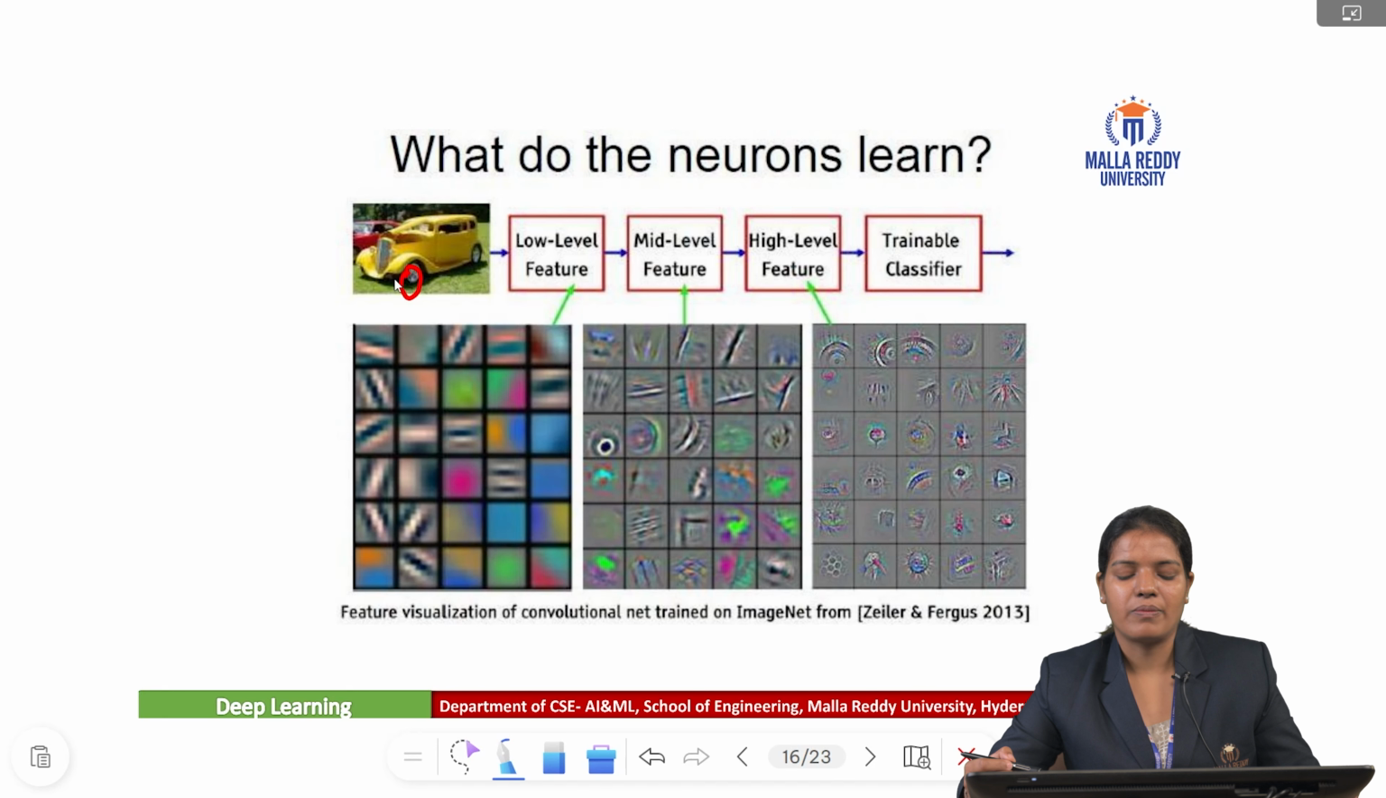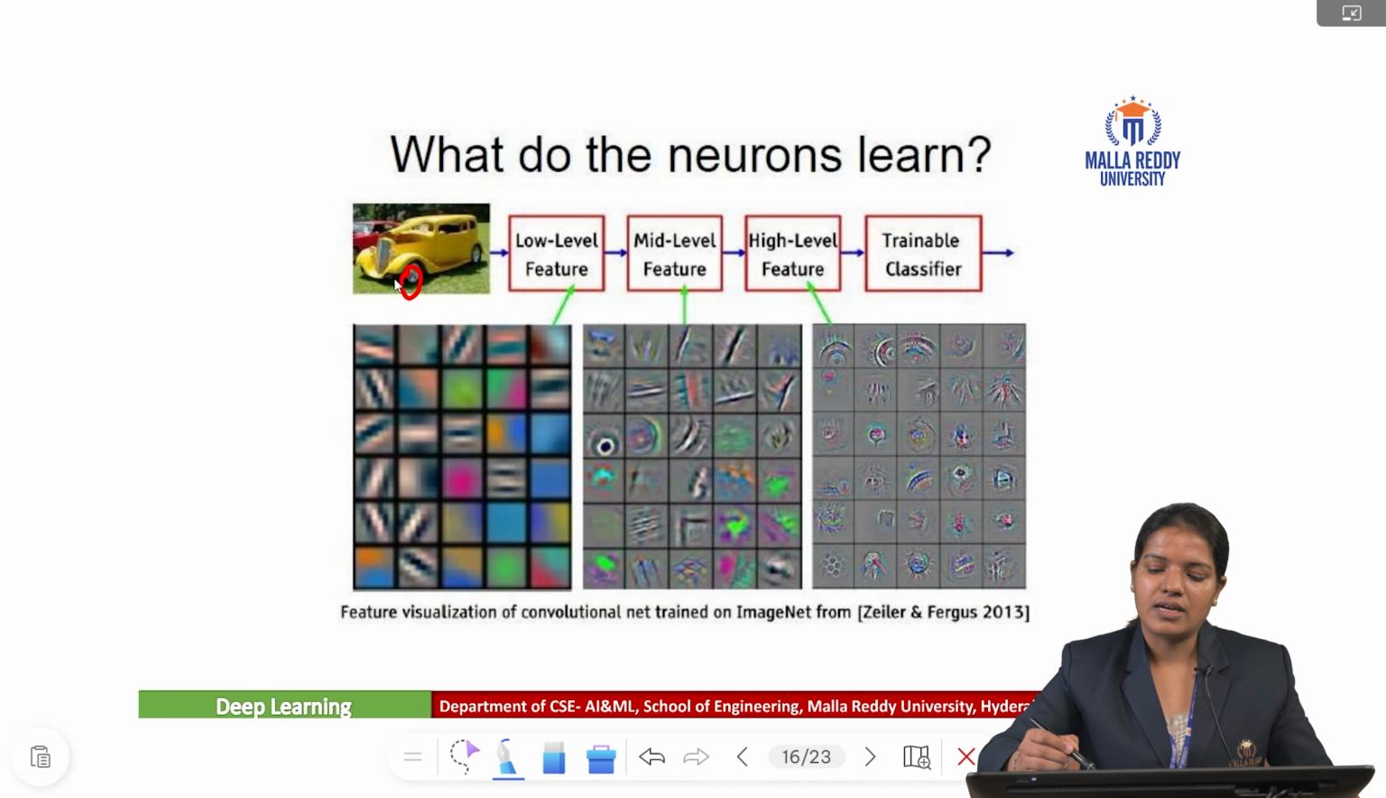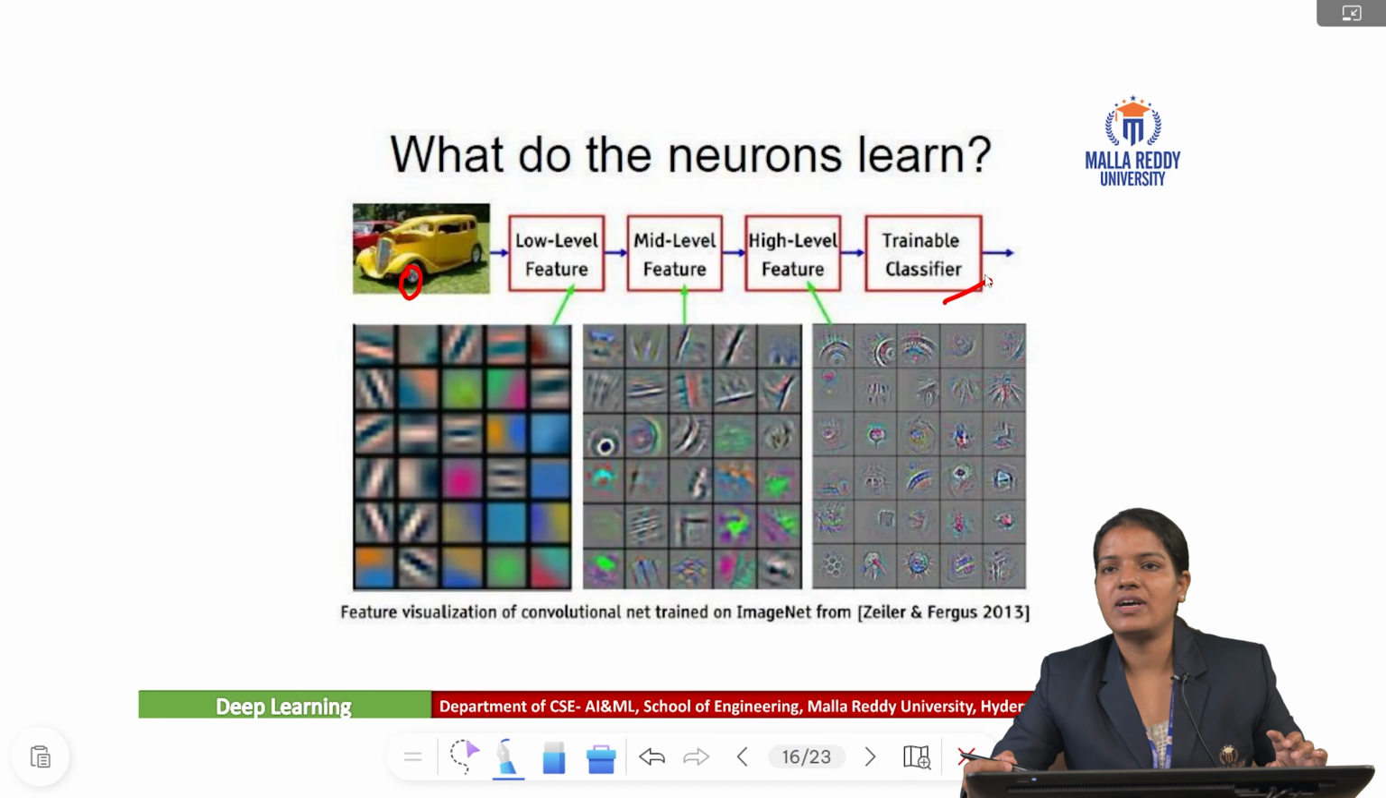low level features, mid level features, and high level features. The low level features include color and textures, and the mid level features include patterns. The high level features include the object. After getting these types of features, the classifier's job is to classify the data into different categories.